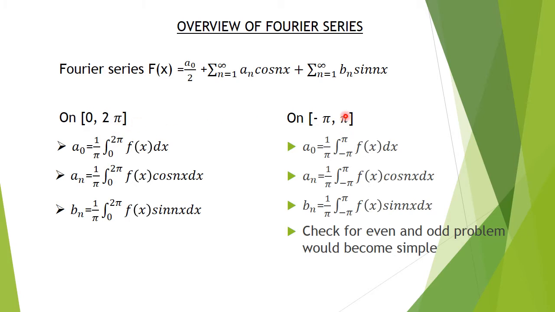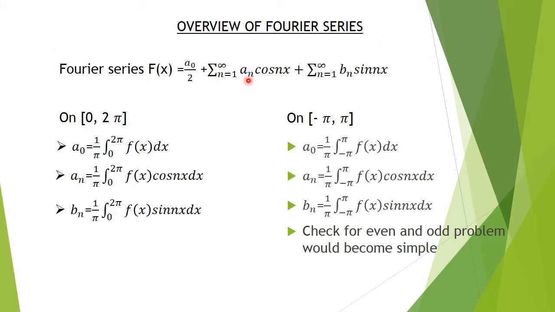So in these two intervals you will apply f(x) = a0/2 + sigma n=1 to infinity (a_n cos nx + b_n sin nx). This is the formula you have to apply on 0 to 2 pi and minus pi to pi. What is the length of the interval? 2 pi minus 0, so the length is 2 pi, and pi minus of minus pi is also 2 pi. So when the length of the interval is 2 pi, we apply this formula.